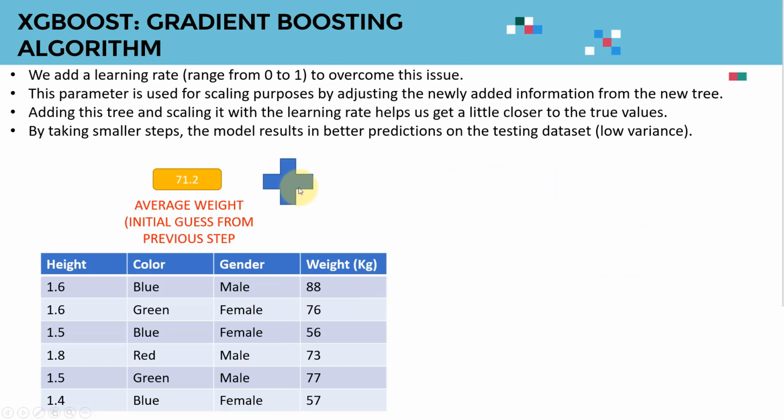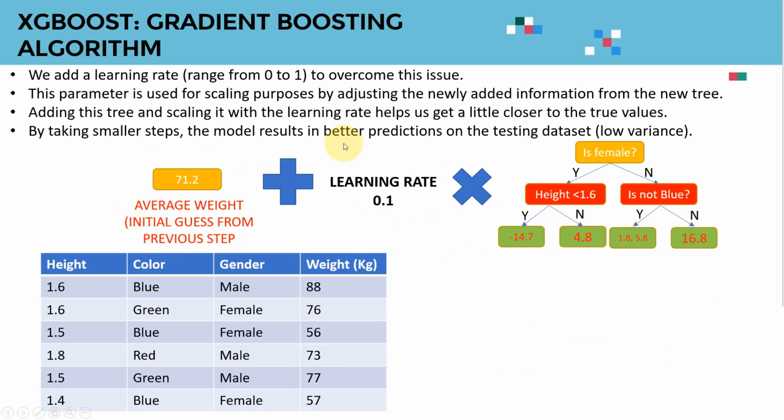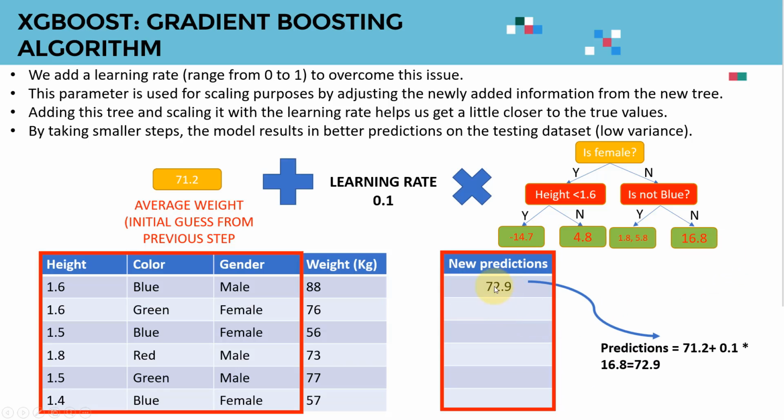So instead, what I'm going to do is take, again, my initial or average weight, and then add a learning rate. We'll call it 0.1, for example, and multiply that by the predictions going down the tree that I got for every data point. So my new prediction is 71.2, which is what I had before, plus the learning rate, 0.1, times 16.8, which is what I come up with if I go down the tree in this fashion. That gives me 72.9, which is perfect.